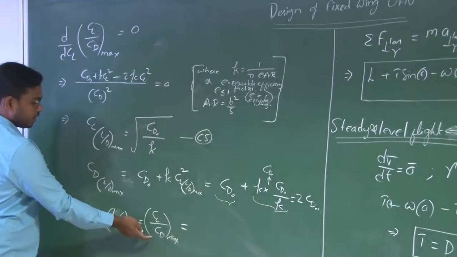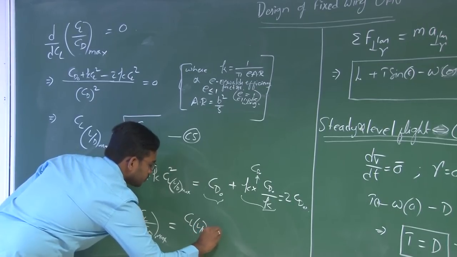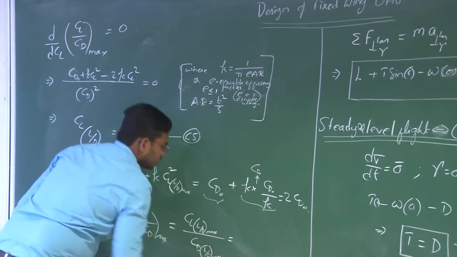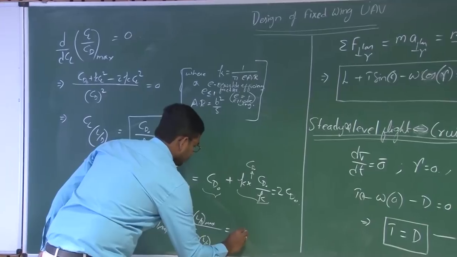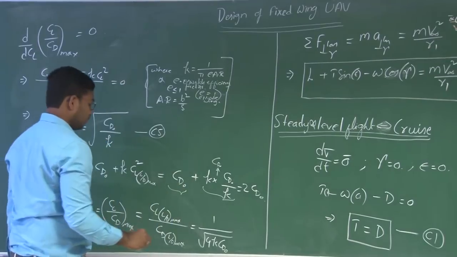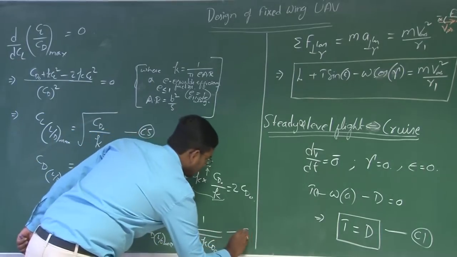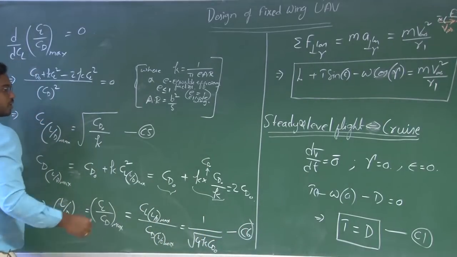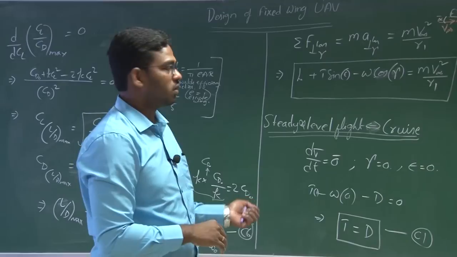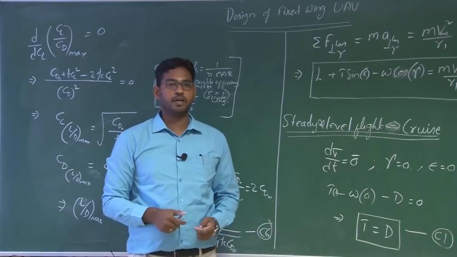substituting the CL for L by D max and CD for L by D max, which is equal to 1 by root over 4K CD naught. So the L by D max condition is 1 by root over 4K CD naught. So it's very important. That's the reason why we are repeating this lecture, right? This is an important part of aircraft design, where the wing sizing can be directly done once you know the level flight requirements.